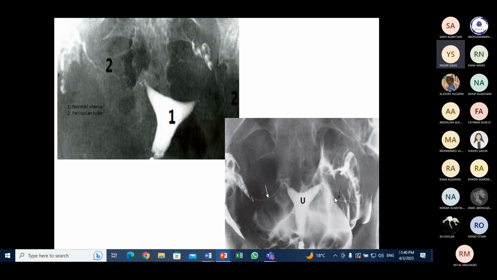After you fill the uterus, the contrast moves through the fallopian tubes. If there is no blockage, since the distal end is open, the contrast continues on. This is also a normal uterus with contrast, with a normally shaped uterine cavity, and you can see the uterine tubes on both sides with spill, meaning free spill of the contrast.